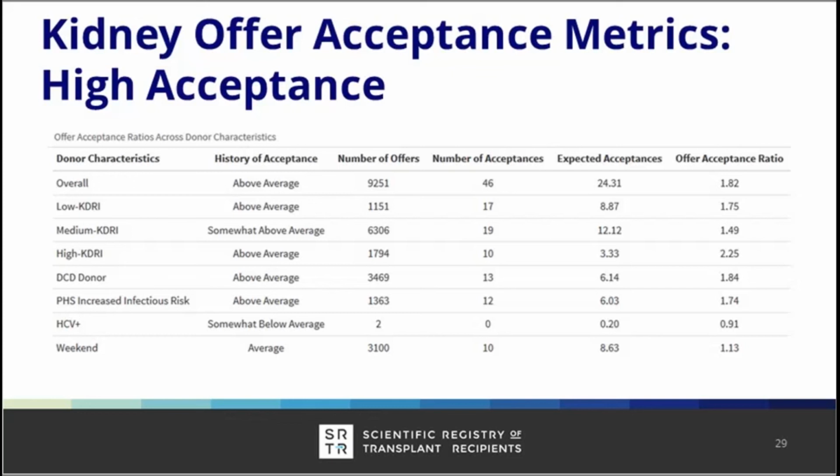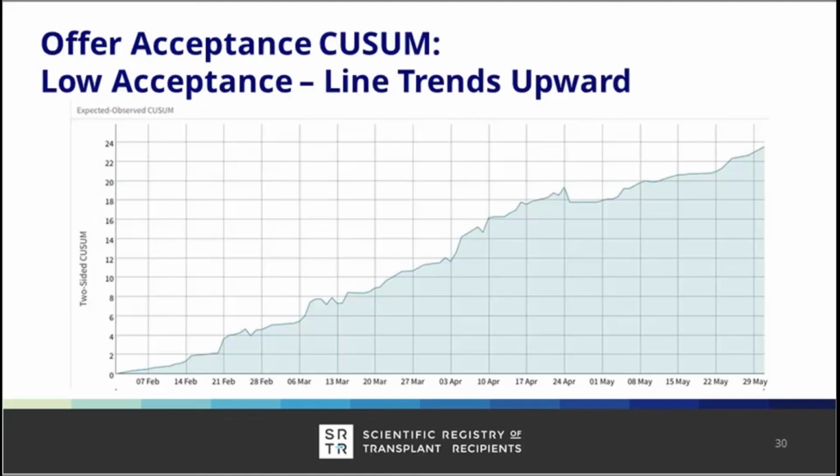But I have heard from programs that they've been surprised by their weekend offer acceptance. In this case, on this table, this program, Hep C positive donor offers only received 2, and so perhaps that's a program who's using some of the screening fields within the UNOS system to screen out some of those offers. Accepted 0, but the expected acceptance was also very close to 0 in this case. So again, their offer acceptance ratio is approximately 1. So those tables provide some additional detail than what's in the public report.